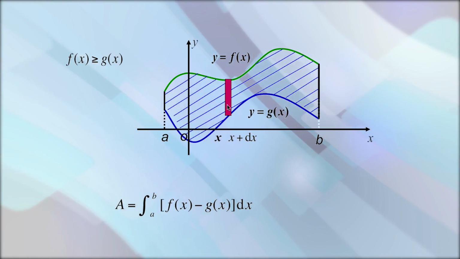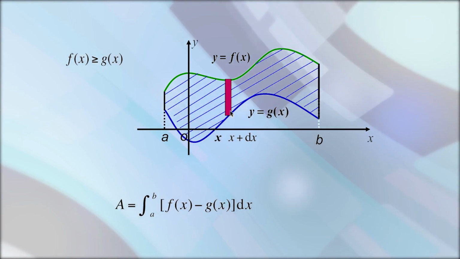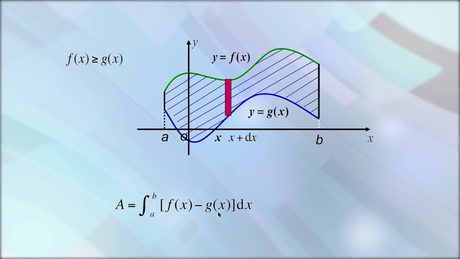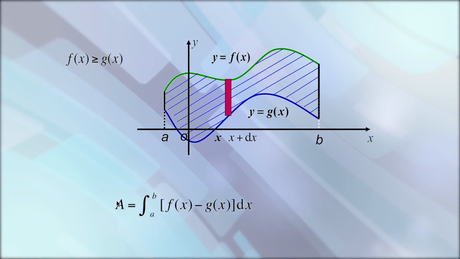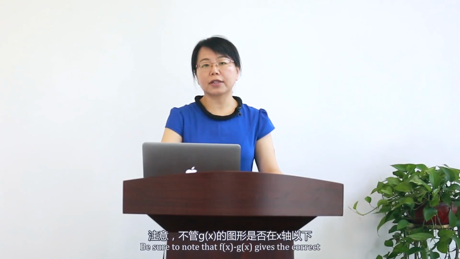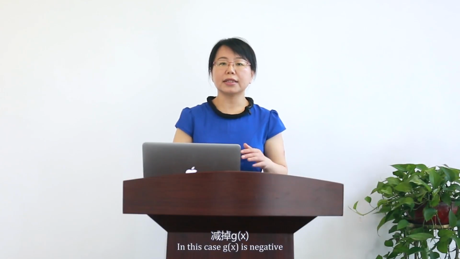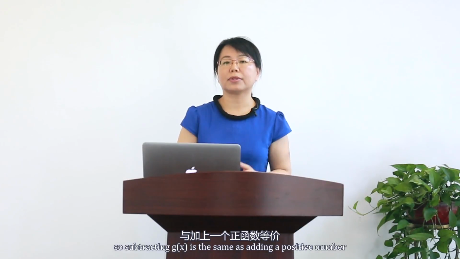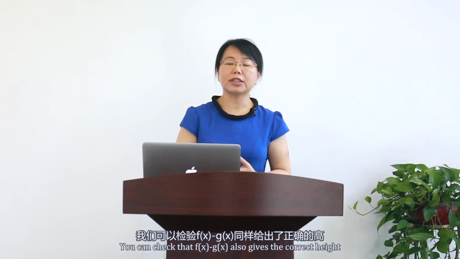So the height here is f minus g, and the width is dx. So the approximation is f of x minus g of x times dx. Then we find the definite integral. Be sure to note that f minus g gives the correct height for the thin slice, even when the graph of g goes below the x-axis. In this case, g is negative, so subtracting g is the same as adding a positive number. You can check that f minus g also gives the correct height, even when both f and g are negative.